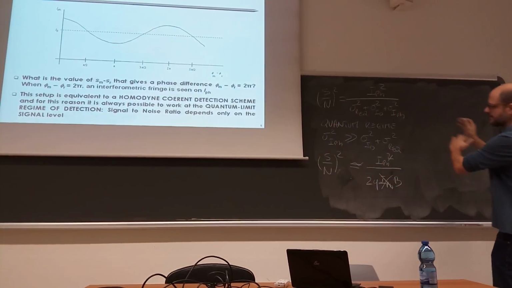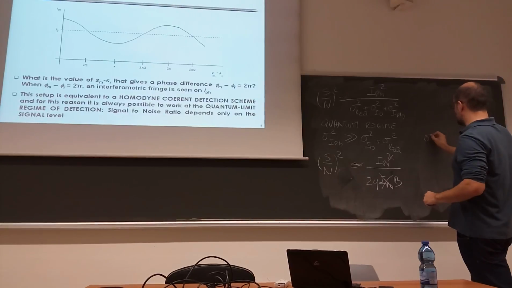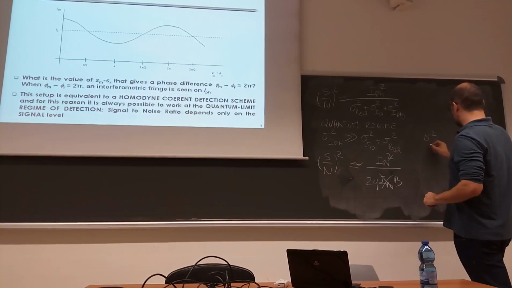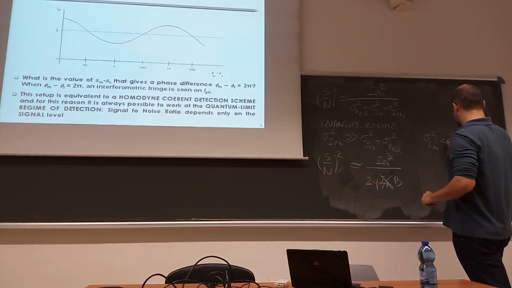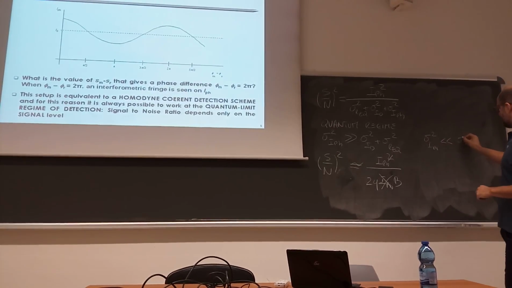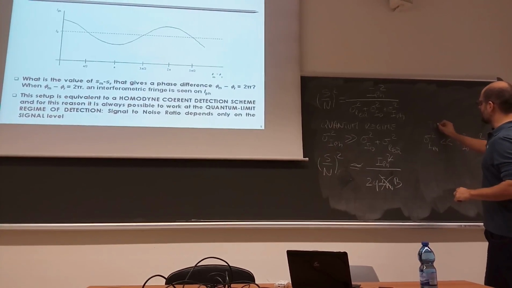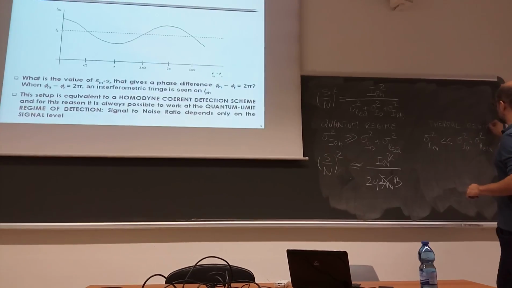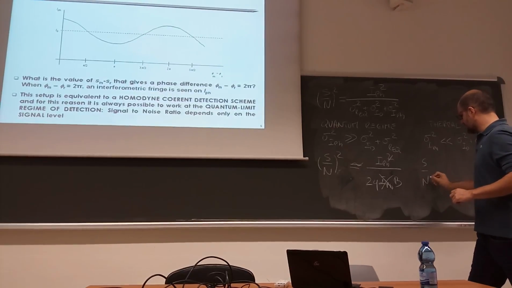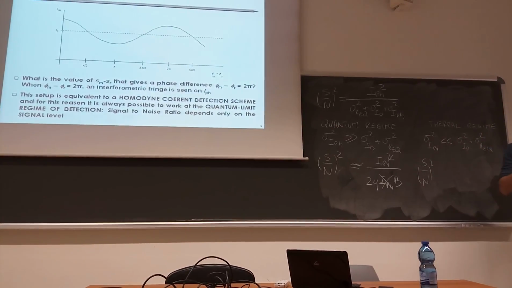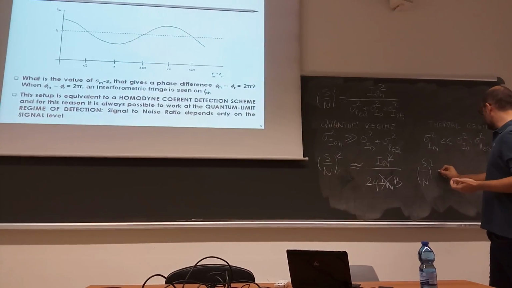Okay, and then you have the opposite case, when sigma squared EPH is much lower than the other two contributions. Then you say that you work in the thermal regime of detection. And in this case, of course, the signal to noise ratio depends on everything. Because now it depends, of course, on the signal.